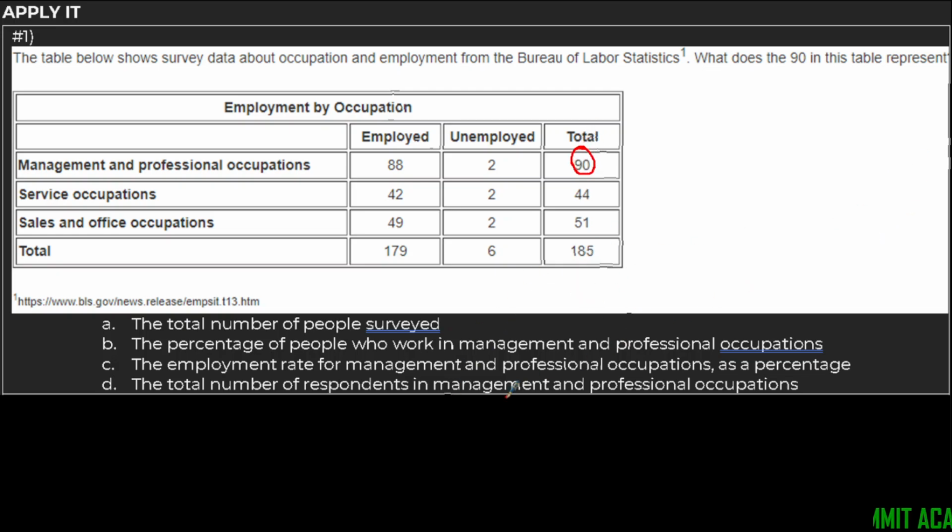So then it gives you some options here. I already know, hey, it's going to be a total number. So this kind of tells me, hey, it's percentage. That's not what I'm talking about at all. This is employment rate. That's not, or well, it also says percentage right here. So neither of those are percentages because this is not a percentage part at all. So make sure you can eliminate some options so that way you have it. Is that the total number of people surveyed? No, it is not, because that is actually the 185. So using that process of elimination, we're going to say it's going to be D. That is the total number of respondents in management and professional occupations.